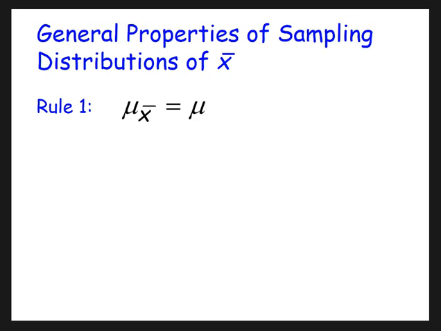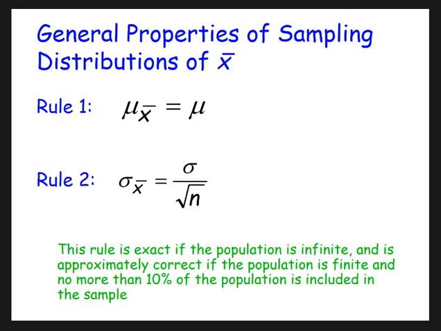So rule 1, the mean of the sample means equals the population mean. Here's rule 2, this is what I was telling you: the standard deviation of those sample means is equal to the population standard deviation divided by the square root of n, assuming that the sample size is large enough. It usually cannot be more than 10% of the population. Otherwise, we have to do something called a finite population correction. We're not going to get into that at this time.